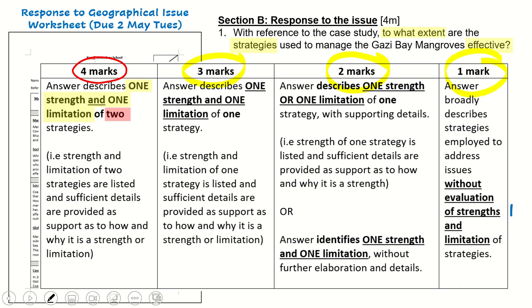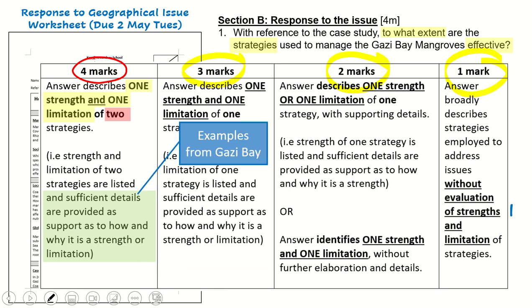Now, you cannot write very simply. You should provide enough details, examples from the information that's given to you as to why this is a strength or why it's a limitation. So some examples you should use. When I talk about details, you should be using examples from Gazibe. Don't just talk very generically. Talk about examples from Gazibe.